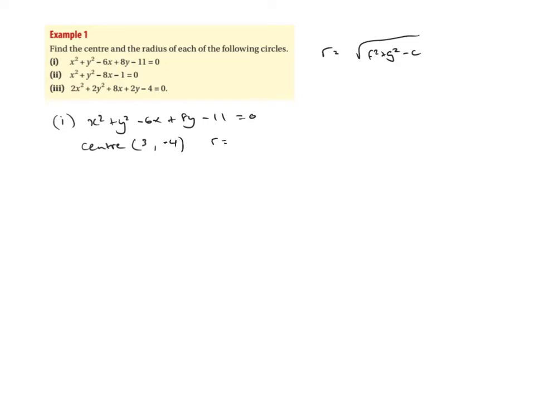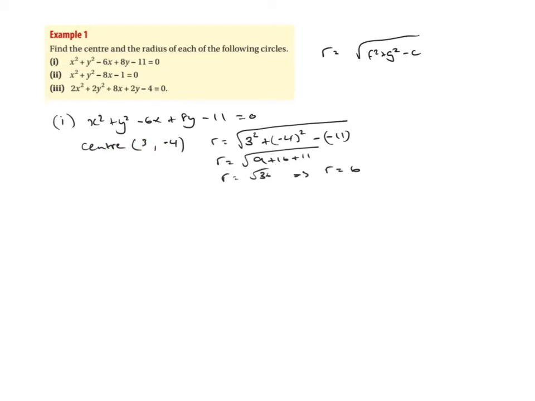My radius is equal to 3 squared plus minus 4 all squared, minus minus 11, so that's going to be positive 11. Work it out, we get r equals 9 plus 16 plus 11. 9 plus 16 is 25, plus 11 is 36, so r equals root 36, which implies that r is equal to 6. So this first one has centre (3, minus 4) and a radius of 6.